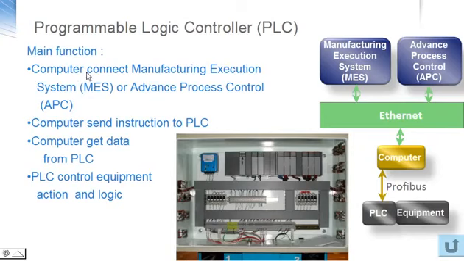The PLC's main functions: a computer connects to the manufacturing execution system, or advanced process control system, or other system. You can see using the computer to connect. And the computer sends the instruction to the PLC here, and the computer gets the data from the PLC. And then the PLC controls equipment action and logic. Okay, you can see that is a box. Inside the box, there is a PLC. You can see the PLC and other electronic wiring or some relay device in here.